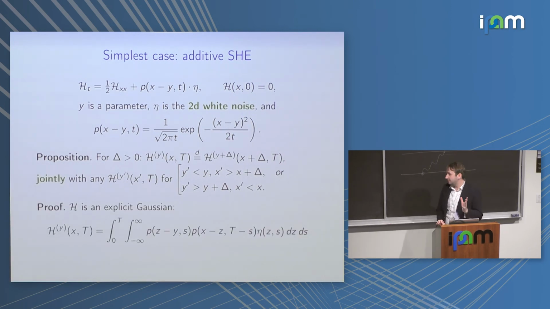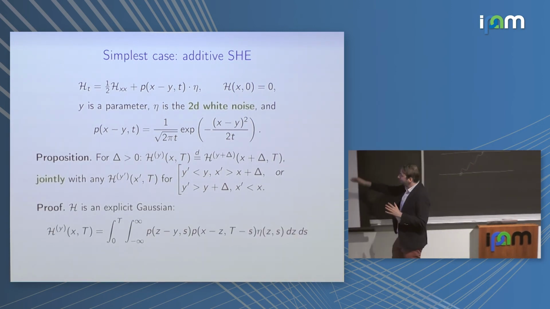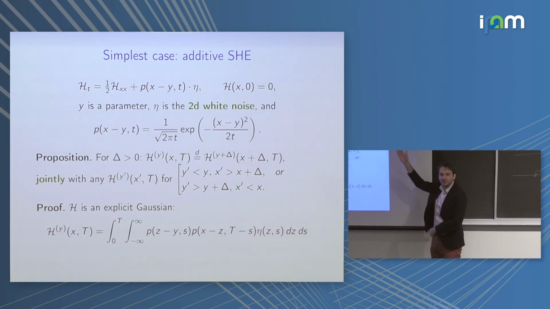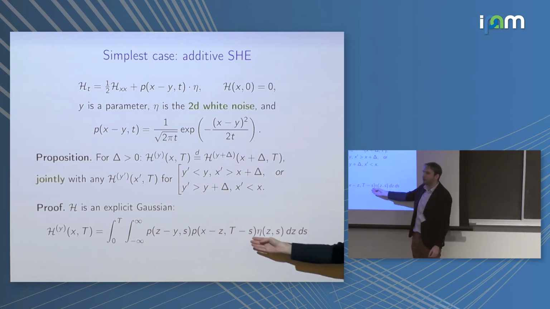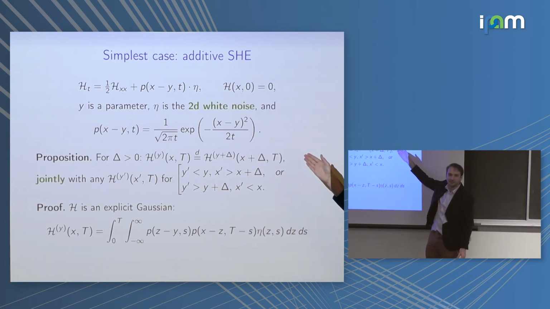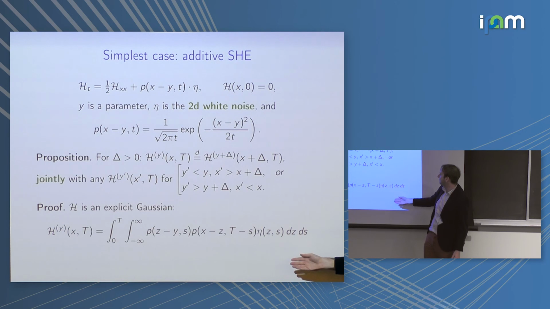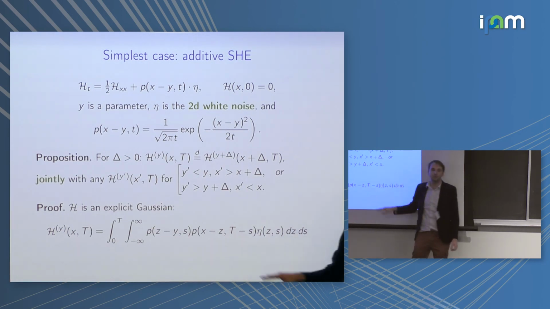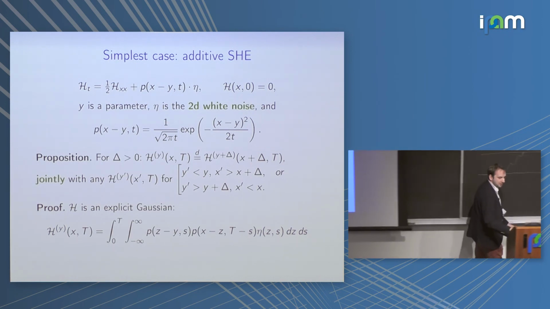Now, why is it simpler? Well, that's because the solution to this equation is just a Gaussian random variable, because that's a linear equation. You can just solve it using the fundamental solution of the heat equation. So that's a formula that you get. The fundamental solution of the heat equation, luckily, is again a Gaussian kernel. So you're getting that the solution is just a double integral of white noise involving two Gaussian kernels.